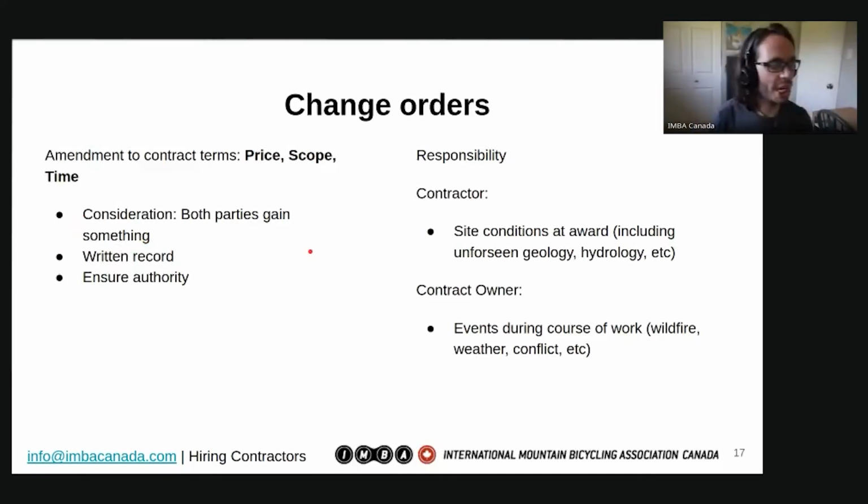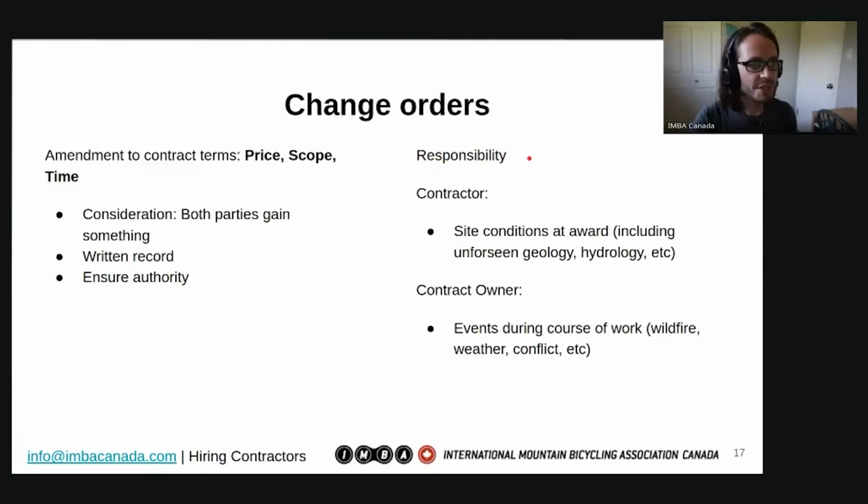When a change happens in the contract, or when a contract is drafted initially, both parties must gain something. So when the price changes or when the scope changes, there should be a corresponding change on the other side. You want a written record of that, and that can easily be an email. And you want to ensure that whoever is giving the request for that change has the authority, and that the person you're telling in the field from the contractor has the authority to agree to a change in scope.